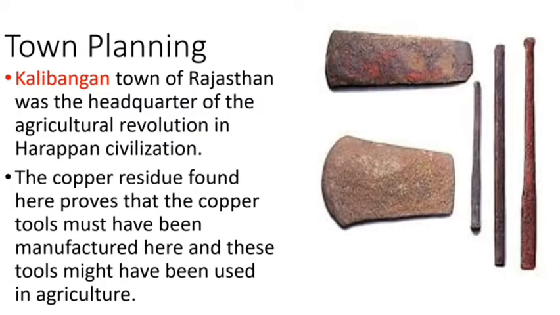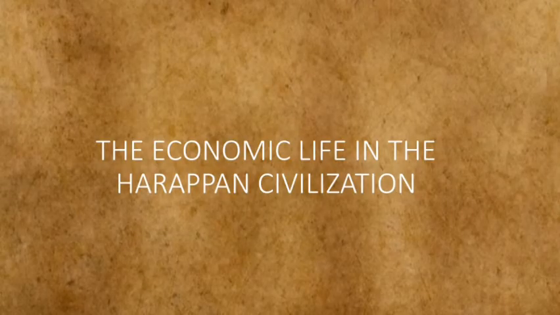Kalibangan town of Rajasthan was the headquarters of the agricultural revolution in Harappan Civilization. Students, agricultural production was done widely in Kalibangan town of Rajasthan in ancient time period. The copper residue found here proves that copper tools must have been manufactured here, and these tools might have been used in agriculture.